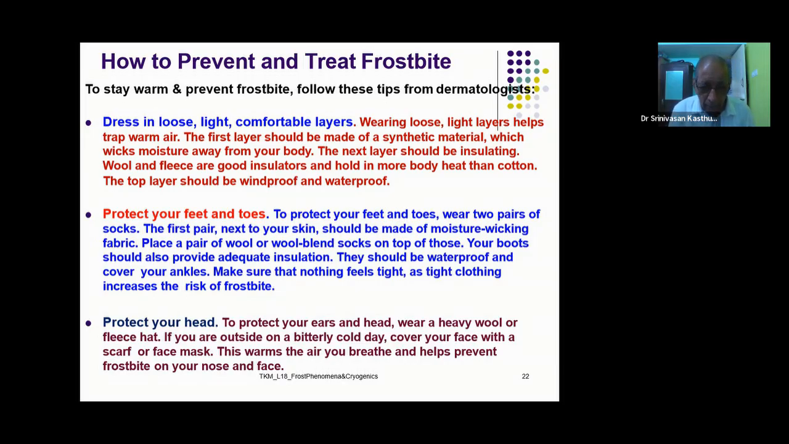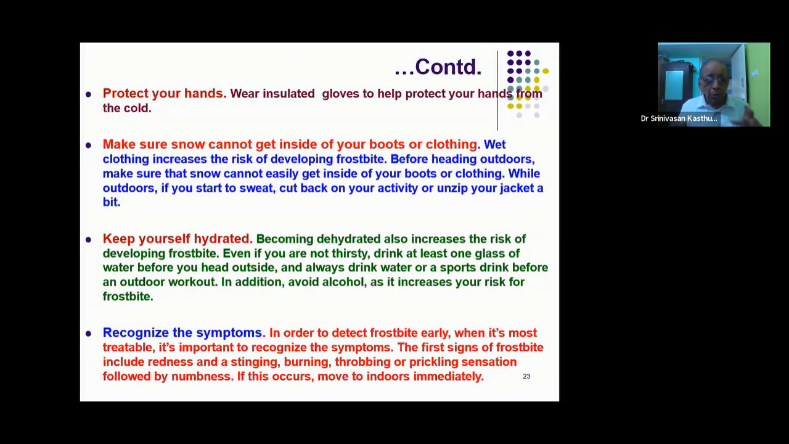You should also protect your head. To protect your ears and head, wear a heavy wool or fleece hat. If you're outside on a bitter cold day, cover your face with a scarf or face mask. The warm air you breathe helps you to prevent frostbite on your nose and face. This certainly helps you to protect your head. You have to protect your hands. Wear insulated gloves to help protect your hands. You have seen in the video, the person was using gloves.